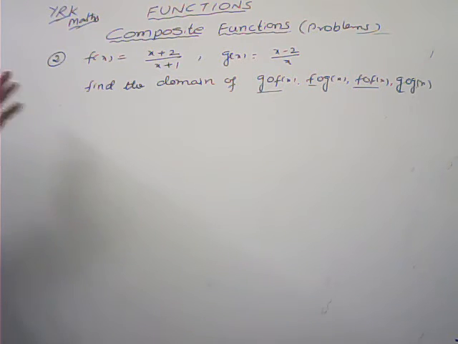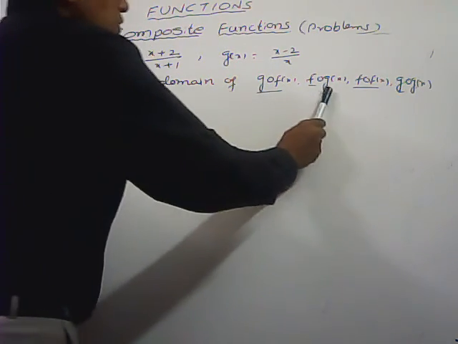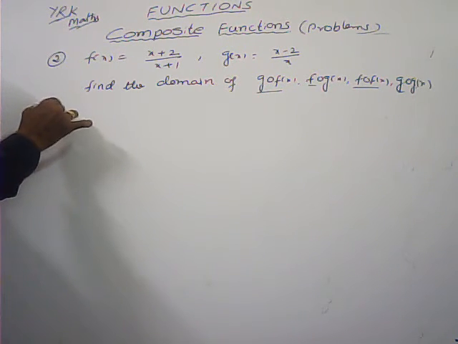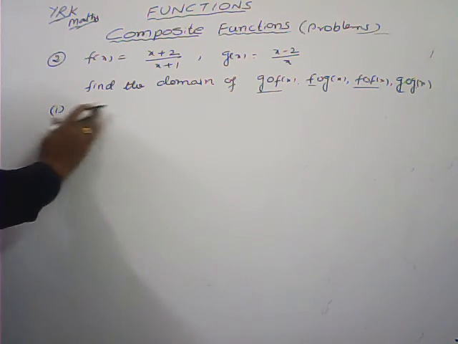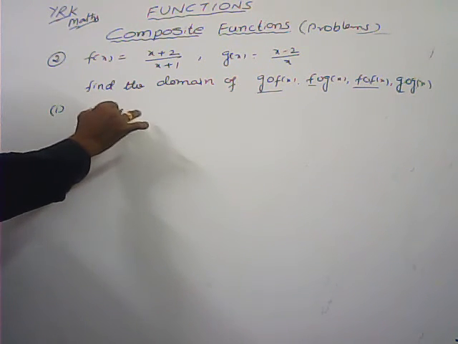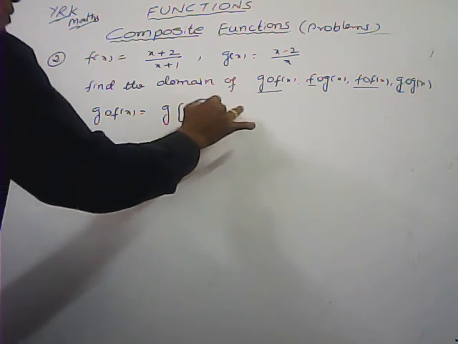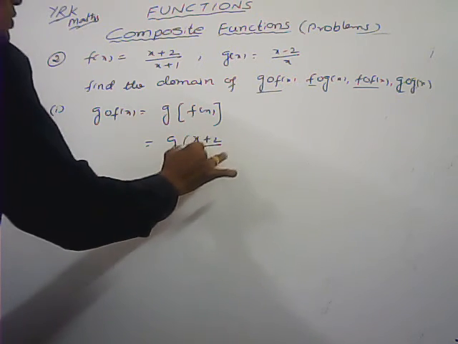Now f of x equals x plus 2 by x plus 1, g of x equals x minus 2 by x. Here find the domain of g circle f of x, f circle g of x, f circle f of x and g circle g of x. So the first one I am going to explain here. G circle f of x, this one we can write as g of f of x. G of, what is f of x here? X plus 2 by x plus 1.